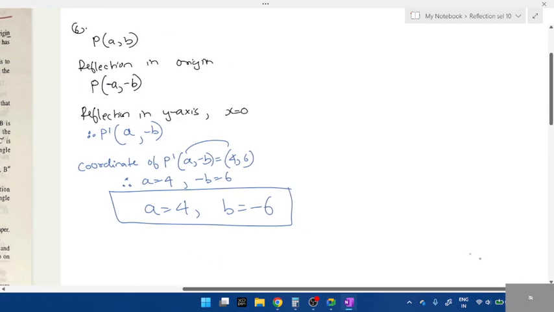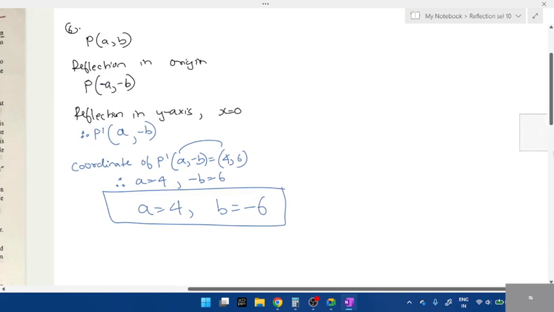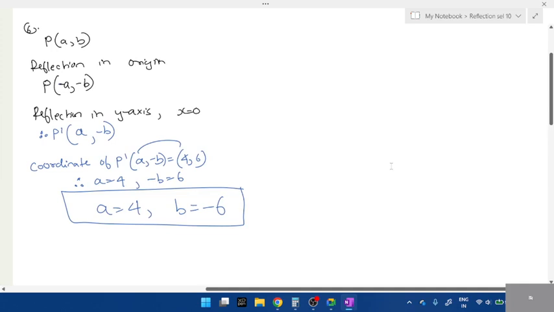Understood? Is this clear? Okay. This is how you have to actually write it. But there are some short tricks your teacher has explained. Okay, I'll write. First, complete this.